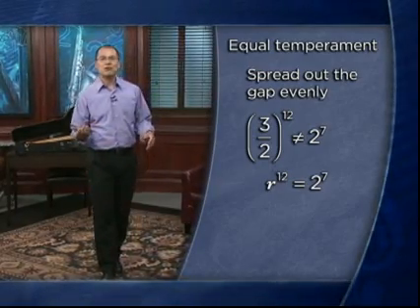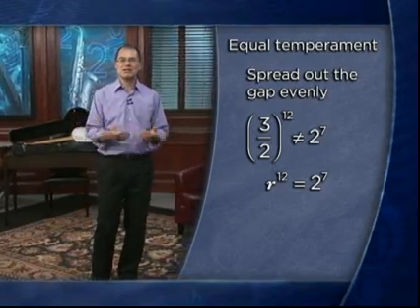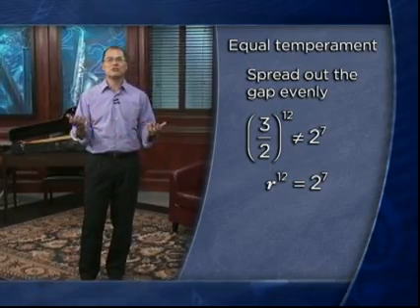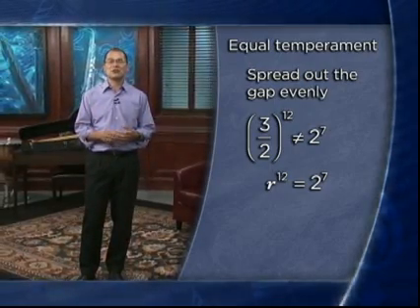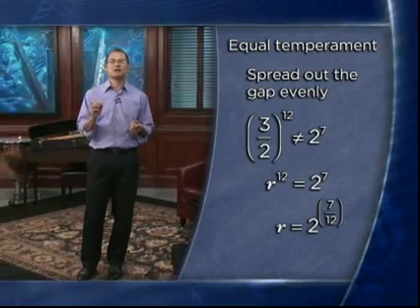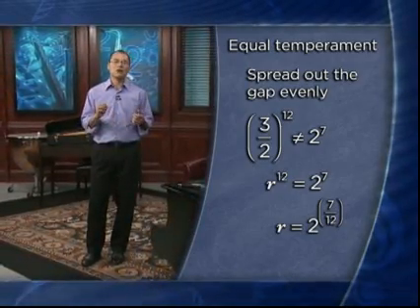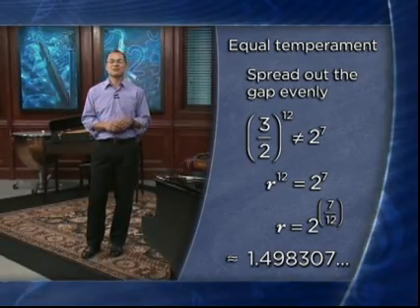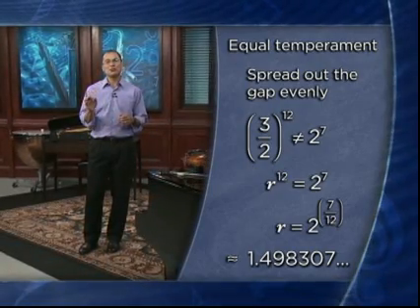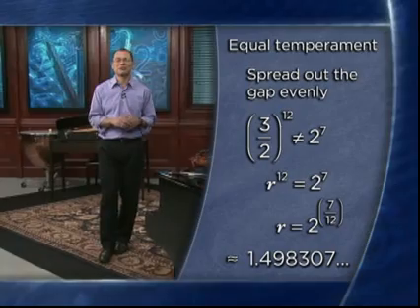Well, r^12 equals 2^7. That's a fairly easy equation to solve. We just have to take 12th roots of both sides. And we get an answer of r equals 2^(7/12). When you plug that into a calculator, you get about 1.4983. Notice that that's really close to 1.5. It's a little bit less than 1.5.